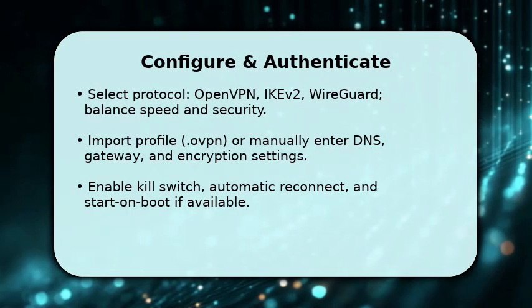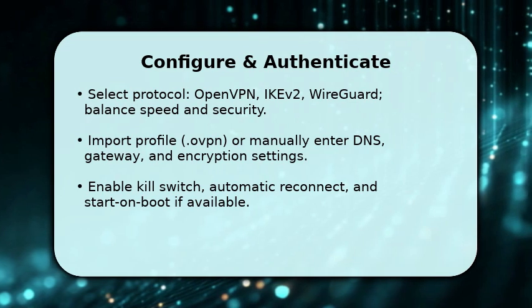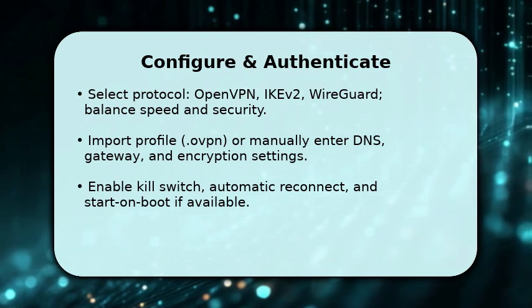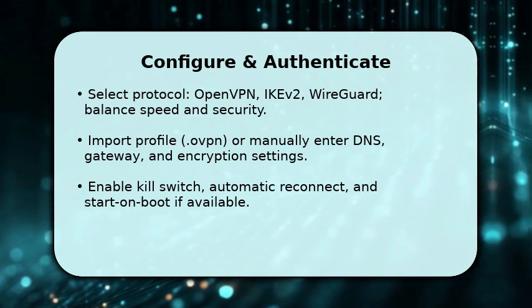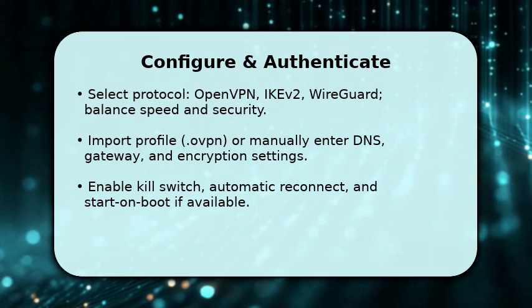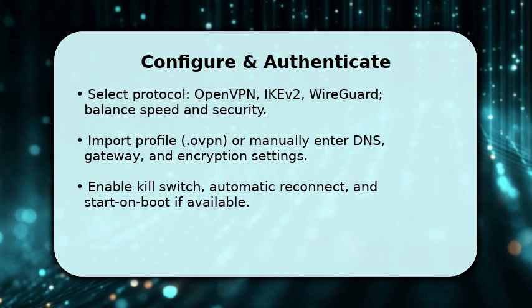Now you configure protocol and authentication. This determines speed and privacy. Choose OpenVPN or WireGuard for strong encryption and good performance. Pick IKEv2 for mobile resilience. Import a provider profile file if given, or manually enter server, DNS, and shared secret.